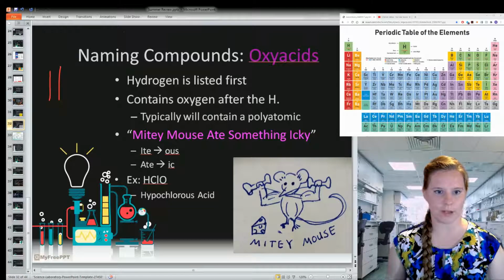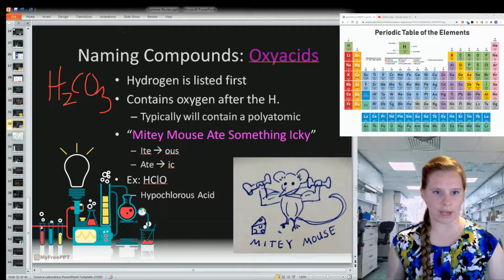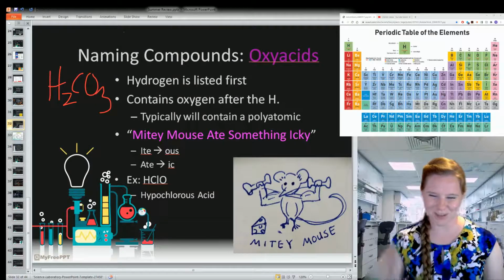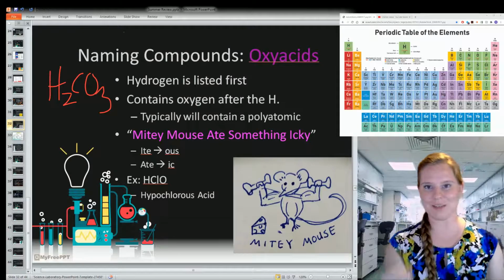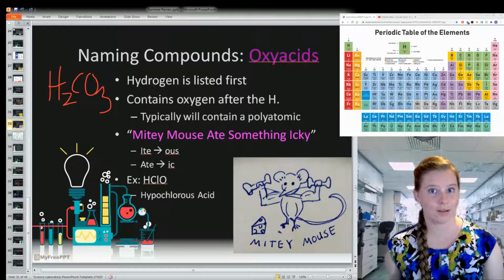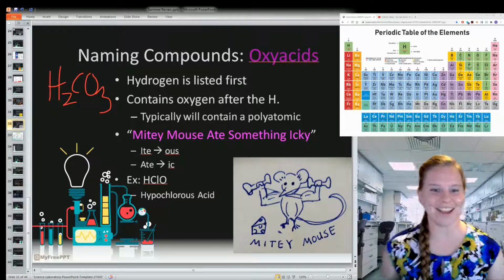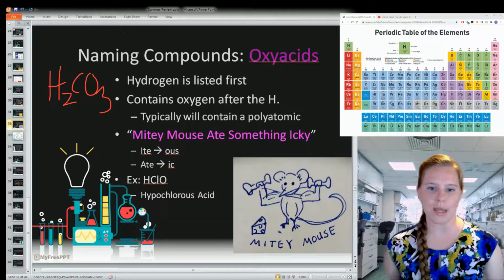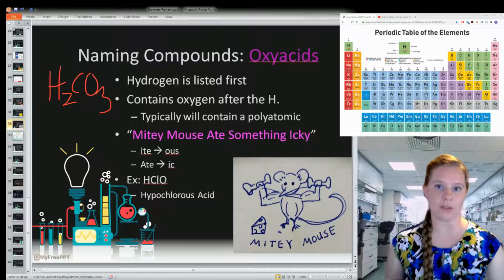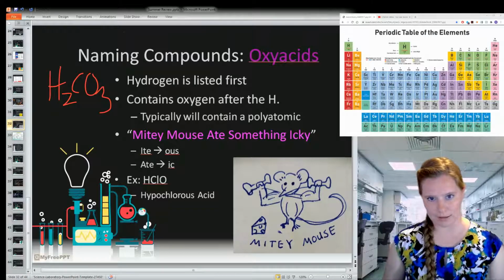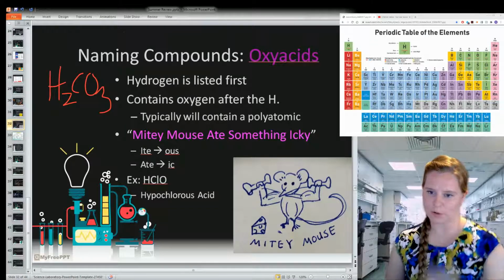So let's try this other one. We have H2CO3. Okay, we have an H first, followed by an O. It is an oxyacid. So what is CO3? And this is where you have to have them memorized. If you do not have these memorized, you're not going to be able to name them. CO3 is carbonate, okay? Mighty Mouse ate something icky. So ate becomes ick. So carbonate becomes carbonic, and then just put the word acid. So this is carbonic acid, okay? Do not use a hydro. Hydro is only for the regular acids.